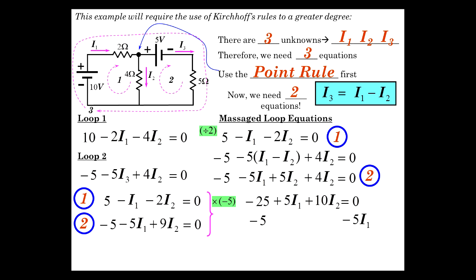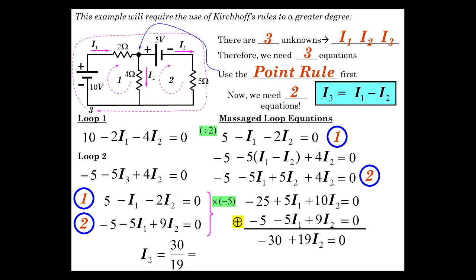I'm going to leave equation 2 alone, so let's rewrite it. There you go. Now when we add these together, as you'll see, minus 25 and minus 5, minus 30, plus 5I1, minus 5I1 goes away, and then we just have this, 19I2 equals 0. Now we only have one unknown, so we can solve for I2. I2 is 30 over 19, which is 1.58 amps.